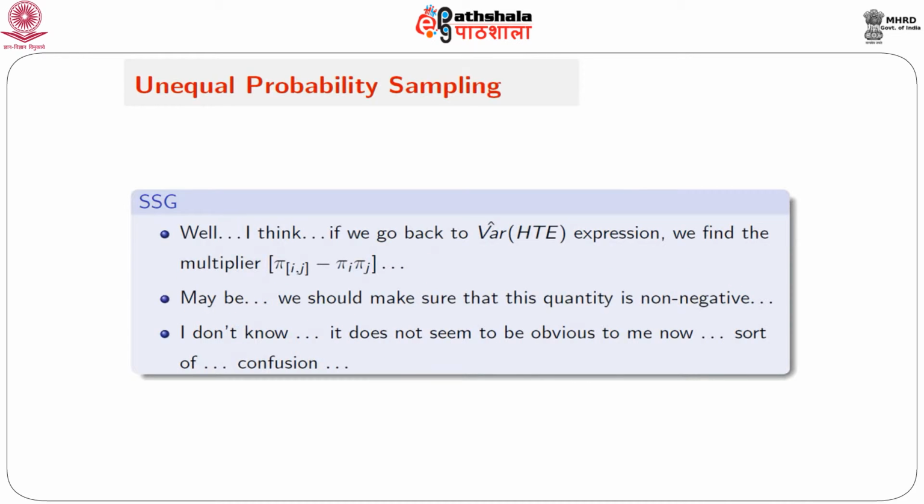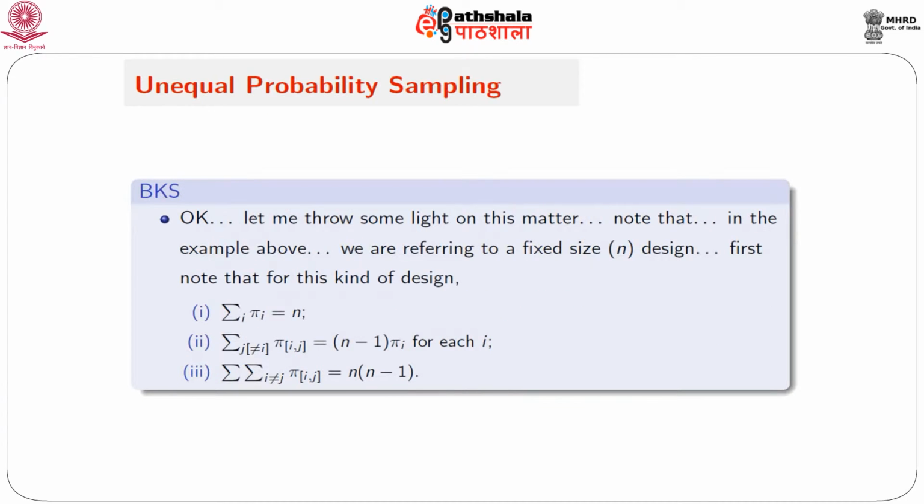Well, I think if we go back to the variance estimate of the Horvitz-Thompson estimator expression, we find a multiplier, pi ij minus pi i pi j, and so on. Maybe we should make sure that this quantity is non-negative. I don't know, it does not seem to be obvious to me now. Sort of confusion. Okay, let me throw some light on this matter.